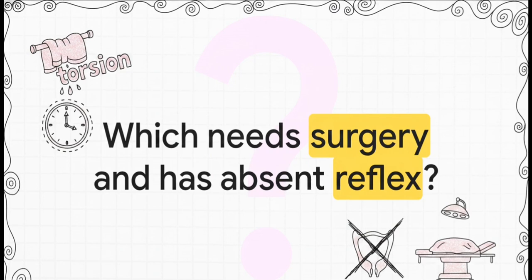As we wrap up this explainer, I want to leave you with a quick challenge to test that mental palace we just built together. Without rewinding, ask yourself, which of these conditions requires emergency surgery within a strict 6-hour window, and what specific absent bodily reflex is the major red flag identifying it? If you can instantly picture that wrung-out towel and remember the answer, then your visual memory retention is already working perfectly. Keep building those visual associations, and I'll see you in the next explainer.